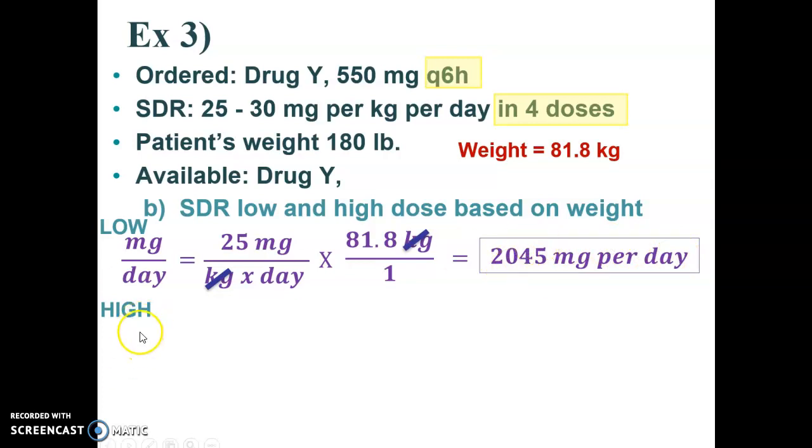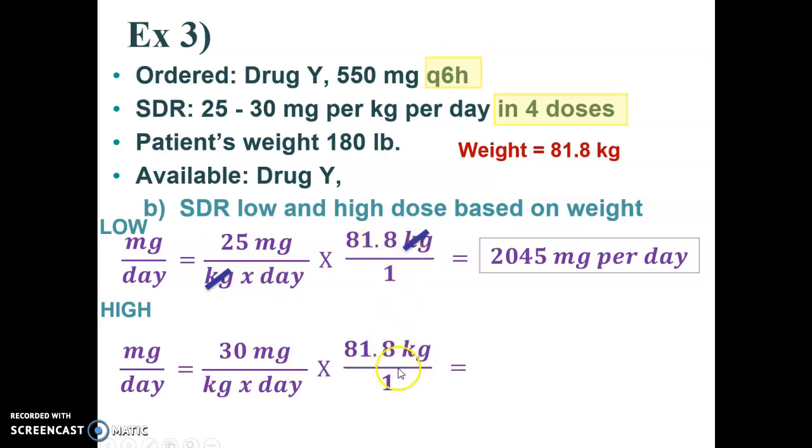Now we also have to figure out the high end. Once you've got the low part figured out, the high is going to look very similar. You're just going to work with the 30 milligram per kilogram per day. Okay, so again, desired answer is milligram per day. We're working with 30 milligram per kilogram per day. We're still going to multiply it by our patient's weight, right? Patient weight hasn't changed. So kilograms cancel. We have milligram on top, day on bottom. So we're ready to multiply. And we get 2,454 milligram per day.